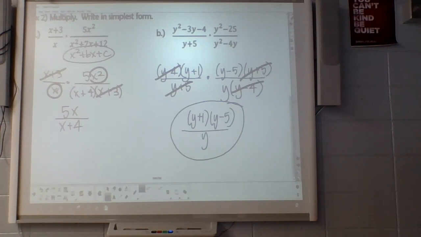You guys, it might not be a bad idea to have your factoring chart out as we do these. We're going to continue to factor.